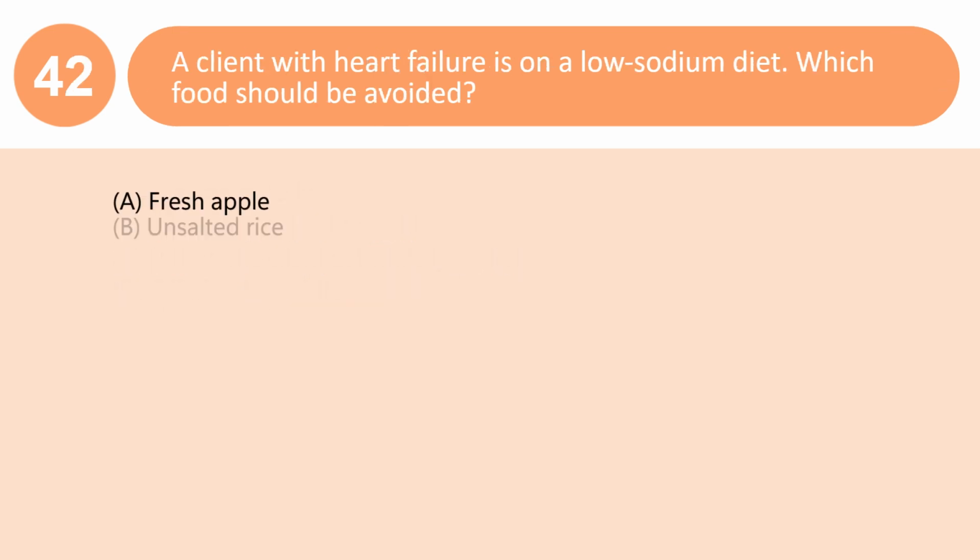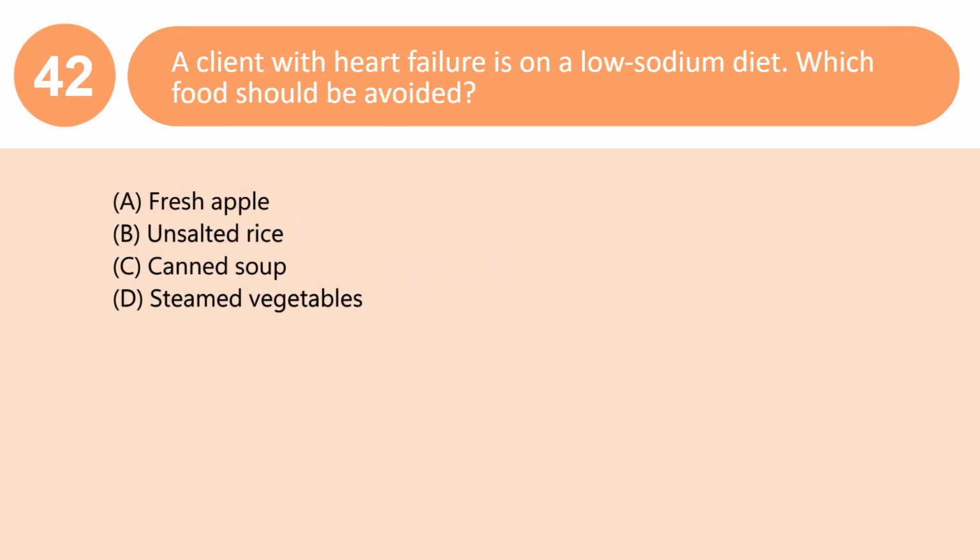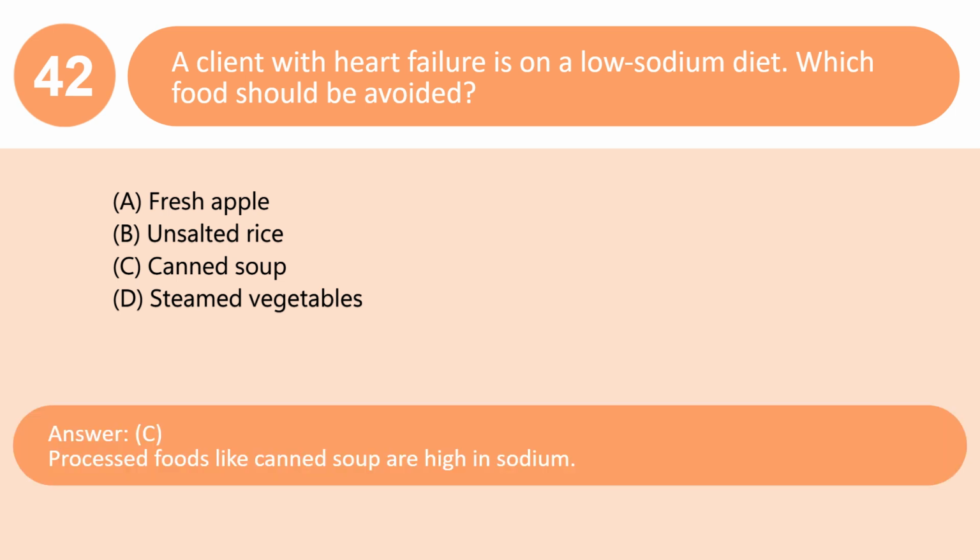A client with heart failure is on a low-sodium diet. Which food should be avoided? A. Fresh apple. B. Unsalted rice. C. Canned soup. D. Steamed vegetables. Answer C. Processed foods like canned soup are high in sodium.